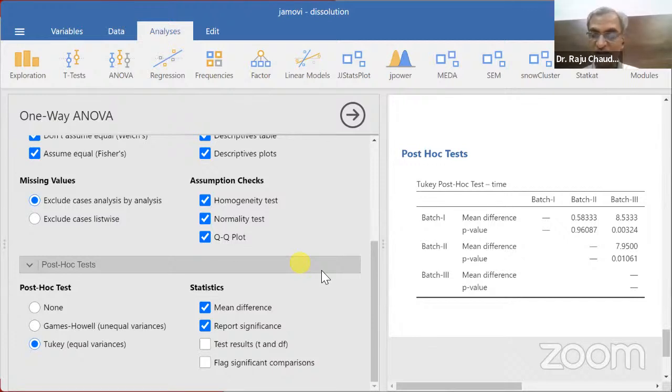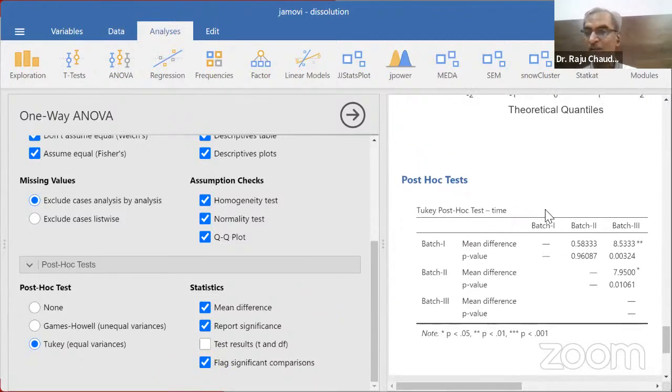Again, we have another option available, flag. See, by default, it is not giving you anything else. It gives you only the p-value. But whether it is significant or not, the user has to decide depending upon the p-value, right? But in Jamovi, we have an additional option, that is, flag the significant comparison, right?